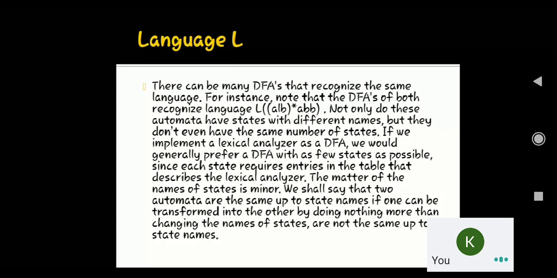So the names of the states are not important. We are concentrating on the number of states. How many states we have in the DFA, that too we always concentrate on, and which DFA is going to have the minimum number of states.